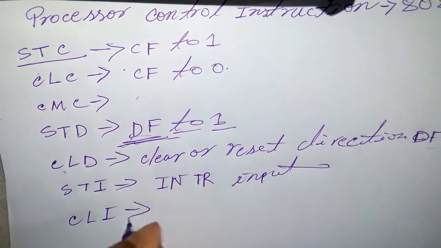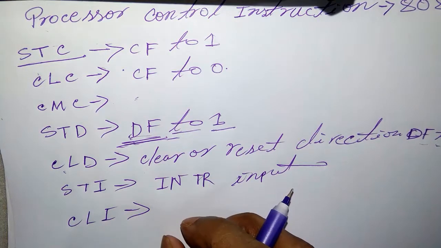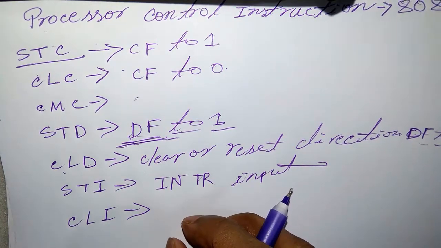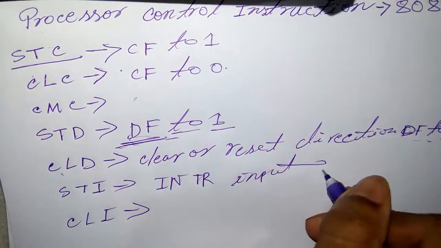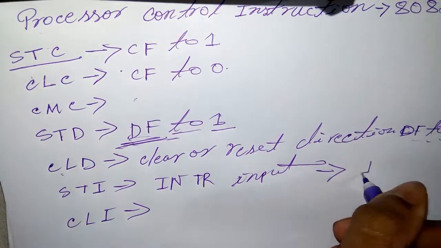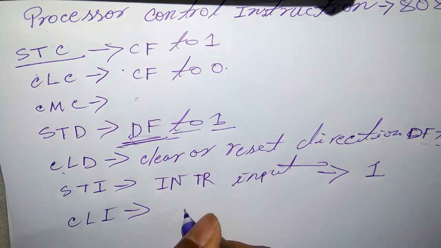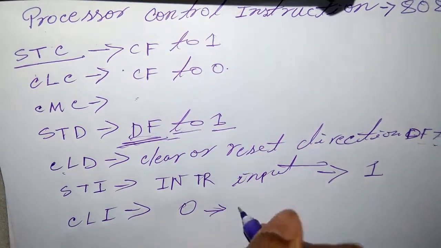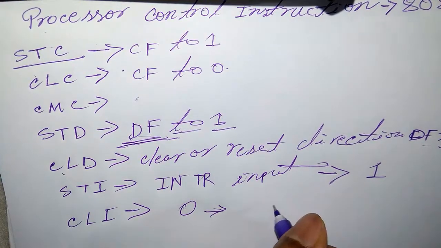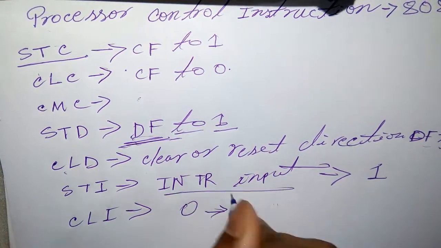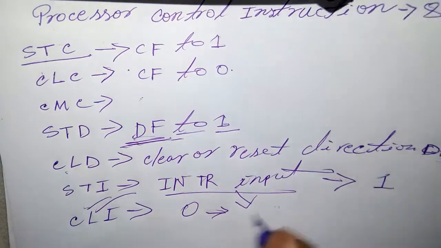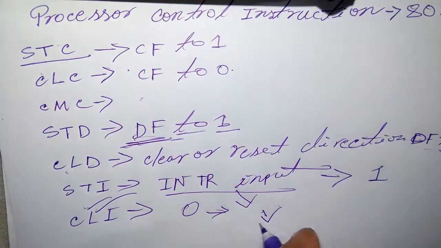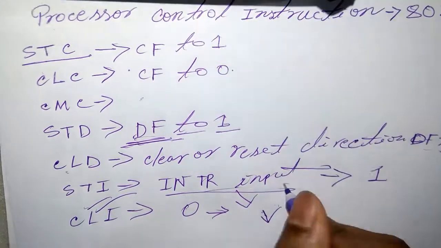CLI. This is mainly used to clear the interrupt enable flag to 0. This sets the enable flag to 1 and this sets the enable flag to 0. Here the INTR input is enabled, but here it is disabled. CLI disables the INTR input.